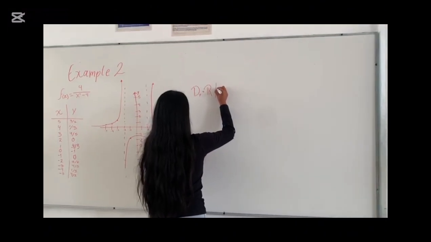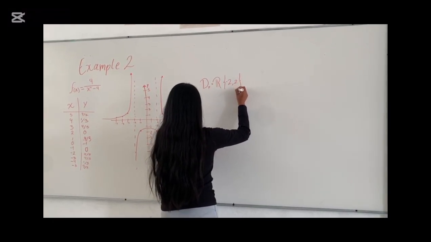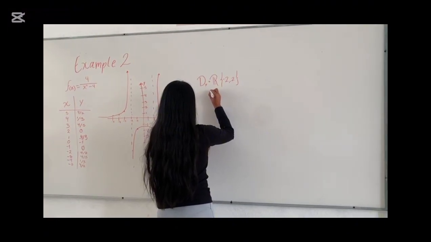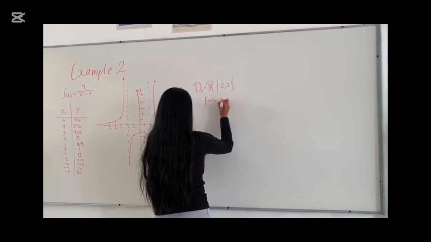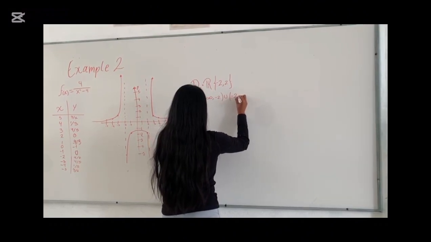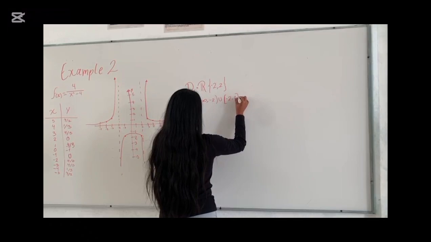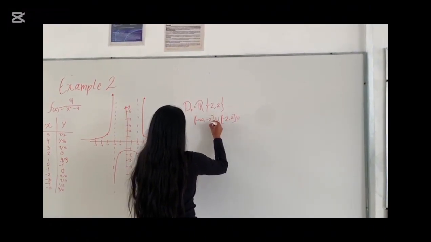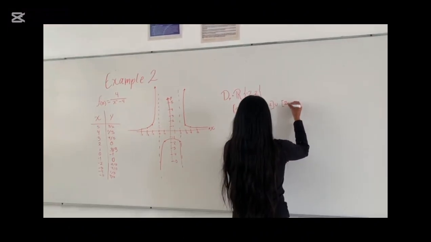The result of this example: the domain will be all the real numbers except 2 and -2, from minus infinity to plus infinity, union of -2 to 2, union 2 to plus infinity, and the range will be from minus infinity to plus infinity.